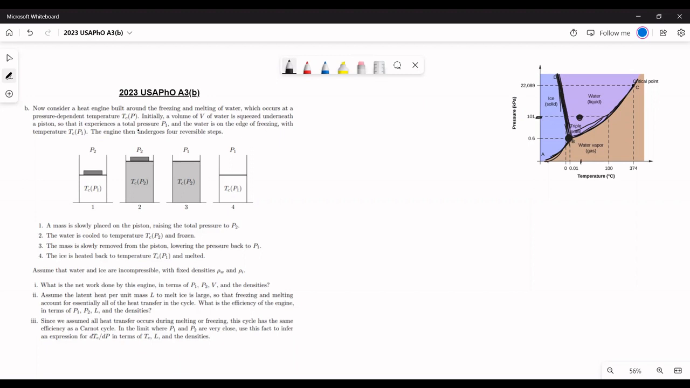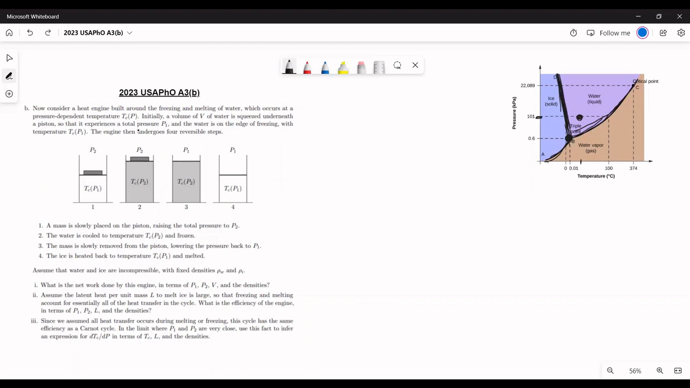And it says initially we have a volume V of water squeezed underneath a piston so that it experiences a total pressure P1, and the water is on the edge of freezing with temperature Tc at P1. So the steps of the engine are depicted here, and it says the engine then undergoes four reversible steps. In step one, the mass is slowly placed on a piston, raising the total pressure to P2. So this basically raises the pressure of the system without changing the temperature. And at step two, water is cooled to temperature Tc at P2 and frozen.